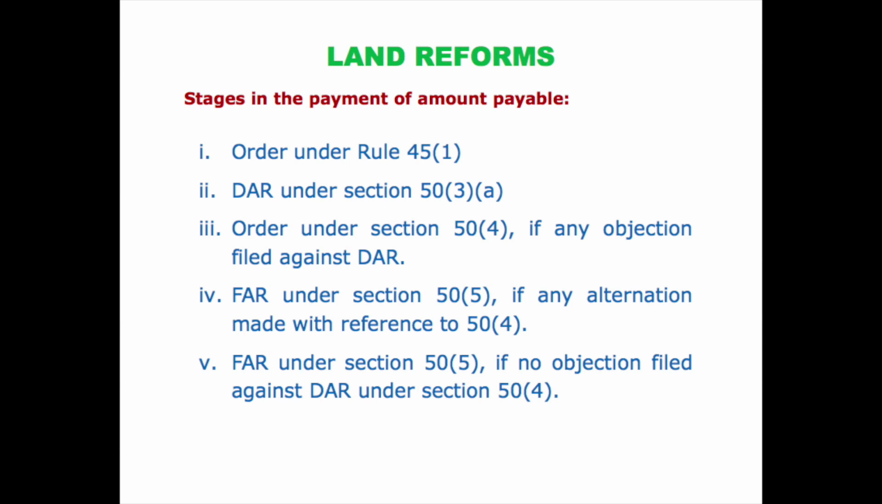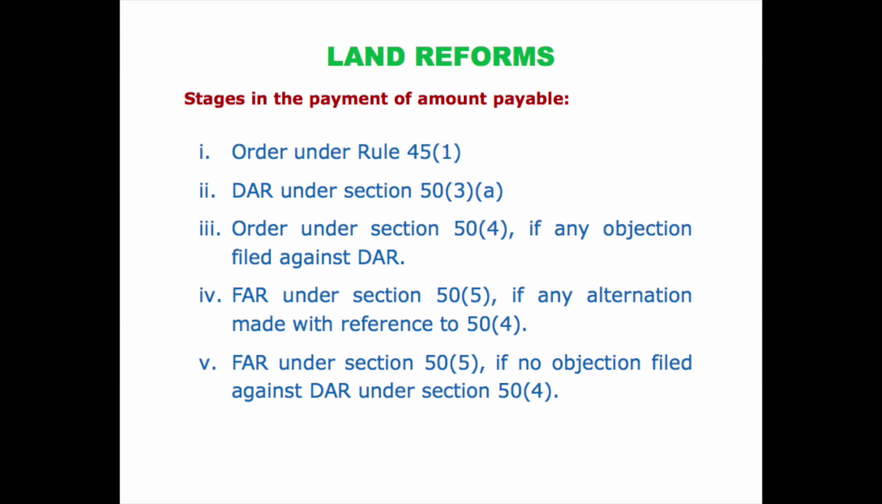If no objection is filed in time, the authorized officer should, under Section 56, read with Rule 47, publish finally the assessment roll. Entries in the assessment roll published finally under Section 55 and 56 are final and conclusive.